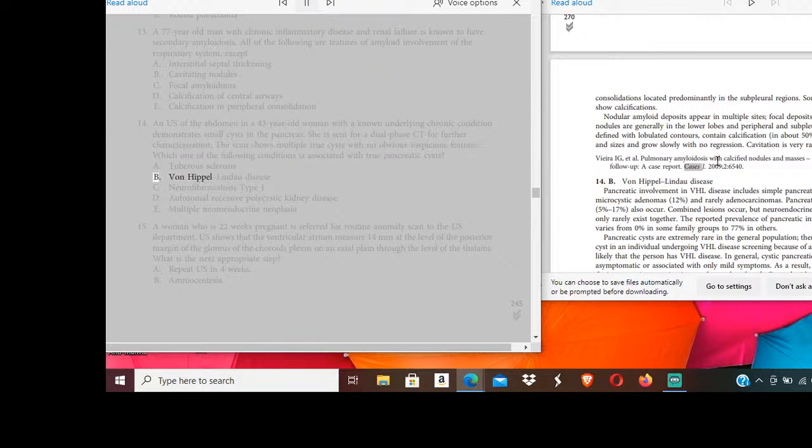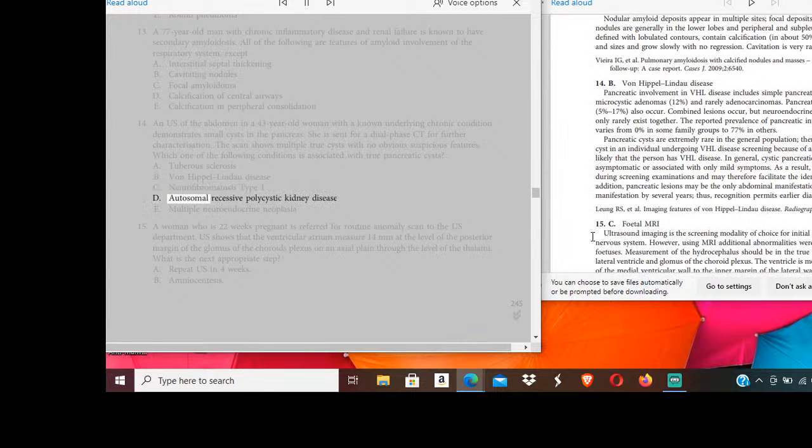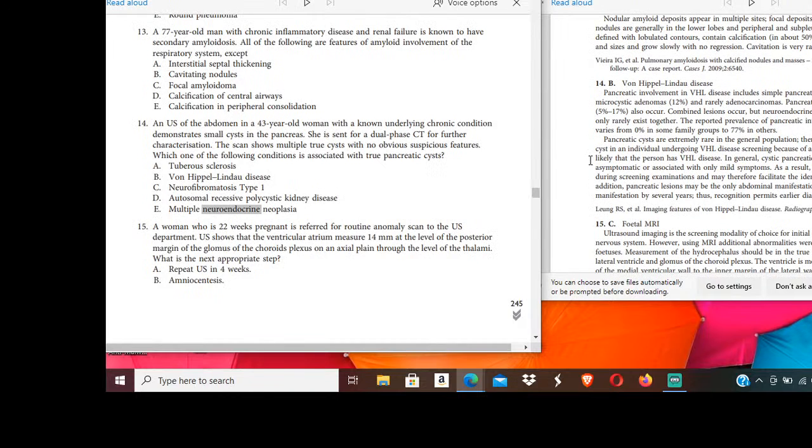A. Tuberous sclerosis, B. Von Hippel-Lindau disease, C. Neurofibromatosis type 1, D. Autosomal recessive polycystic kidney disease, E. Multiple neuroendocrine.